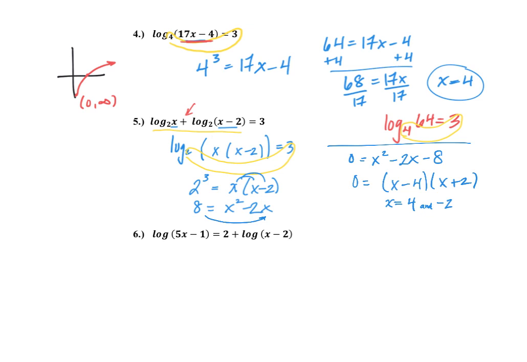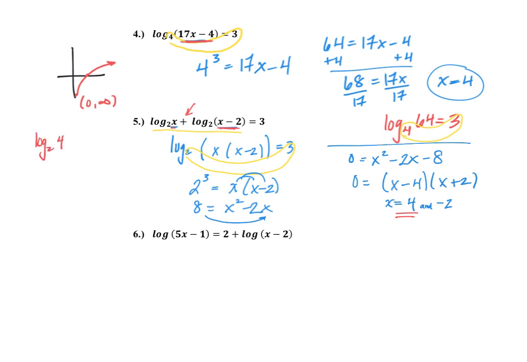Now, before I decide that I am good to go, I need to remind myself that I have to check my arguments, because the value inside the parentheses, that x minus 2, and this x, need to be positive to satisfy my domain of a log. Well, if I check the positive 4 first, if I plug that in, that's going to give me log base 2 of 4, which I'm okay with.